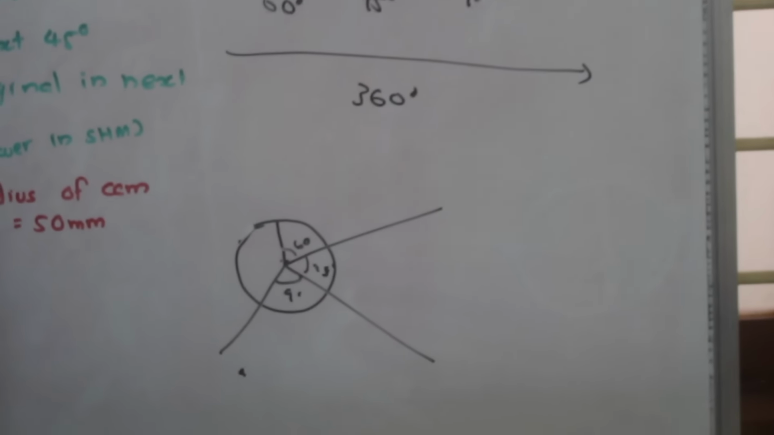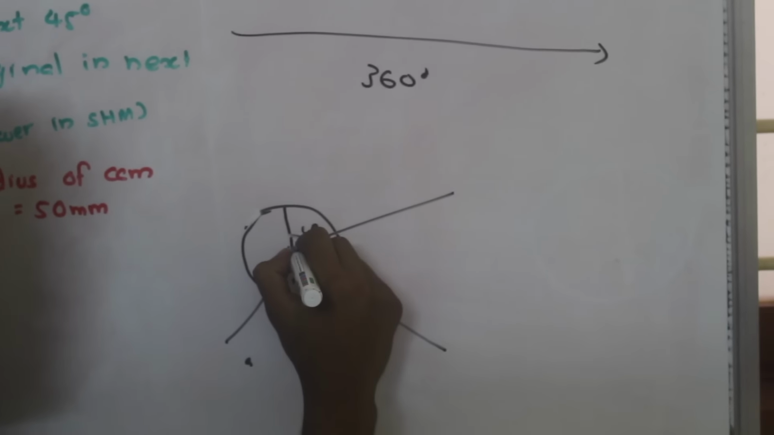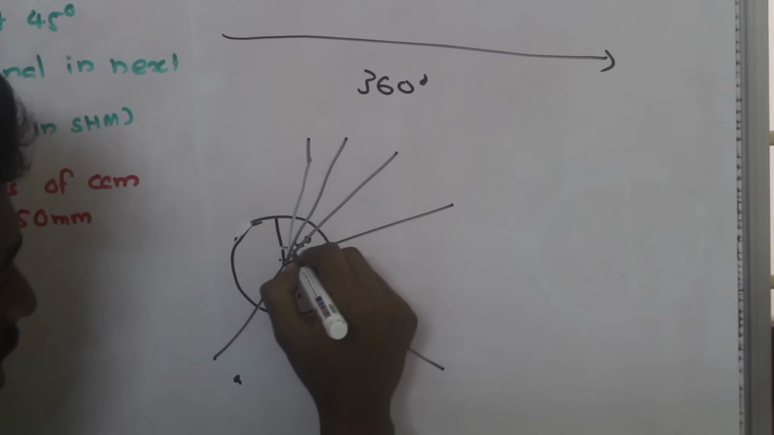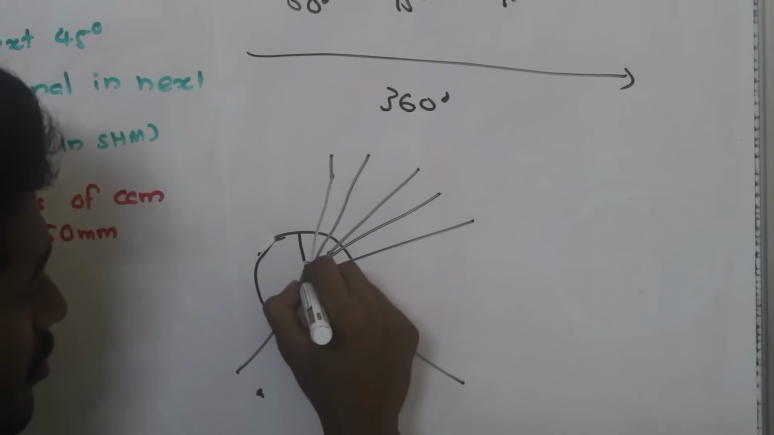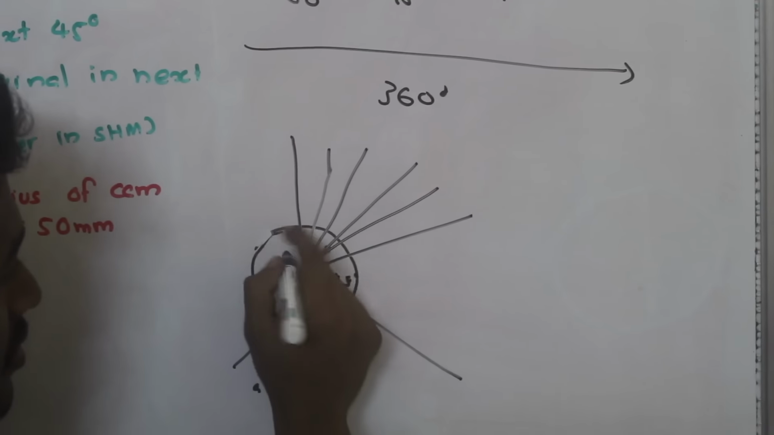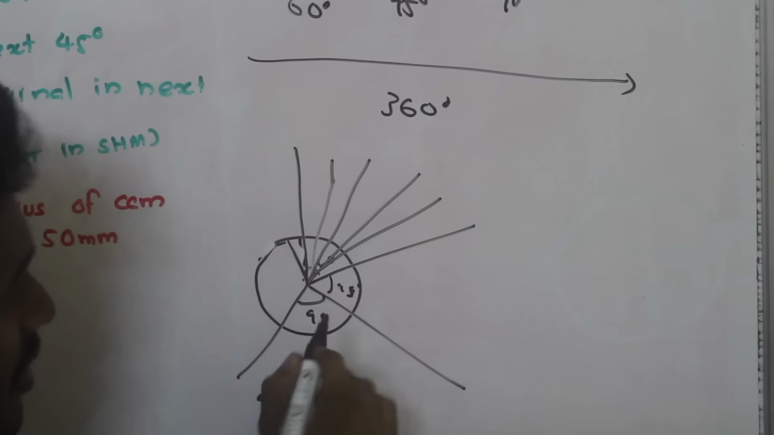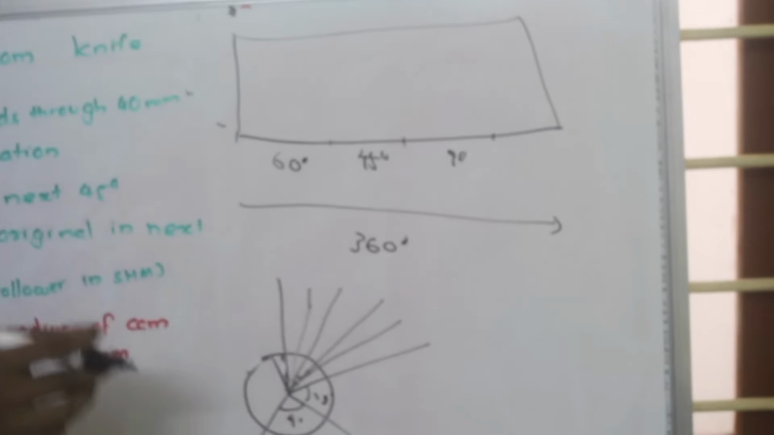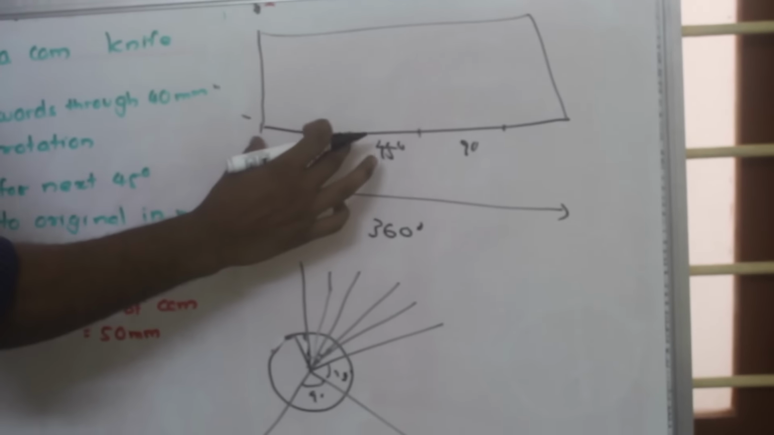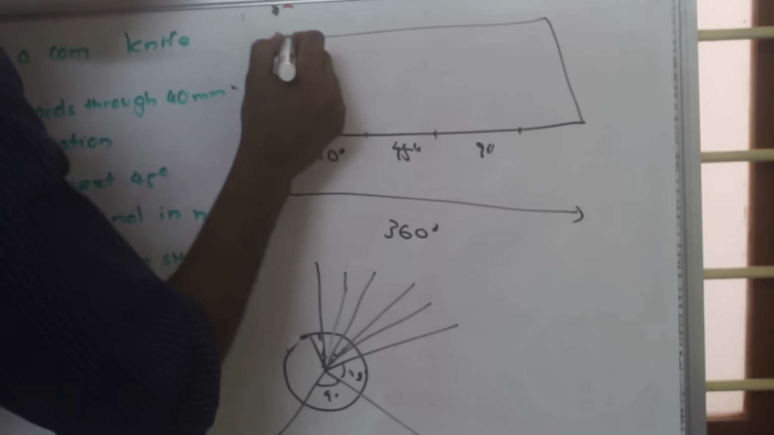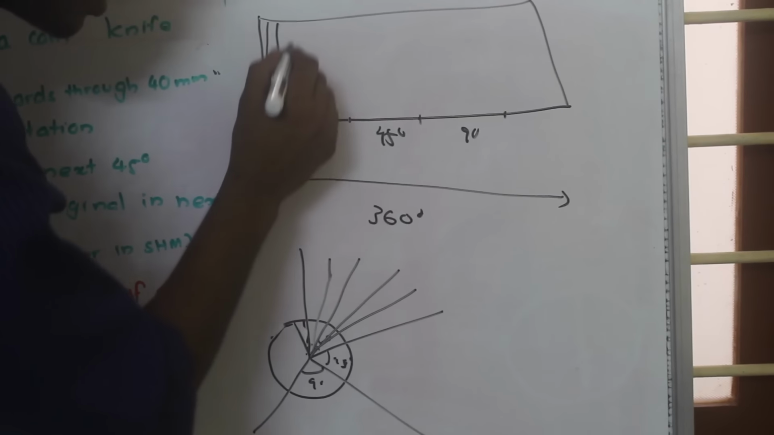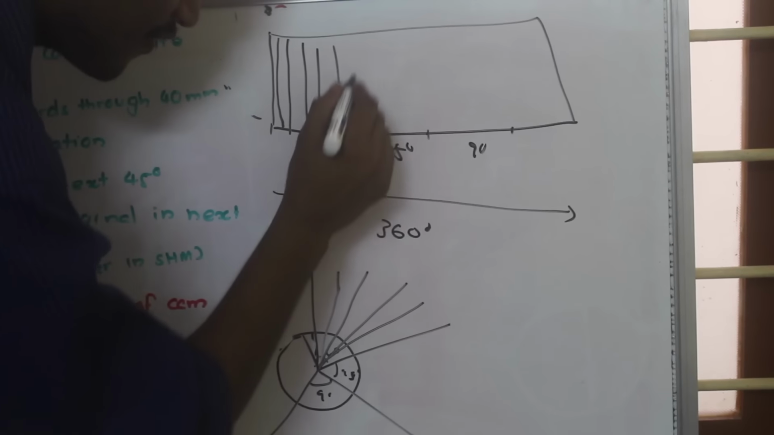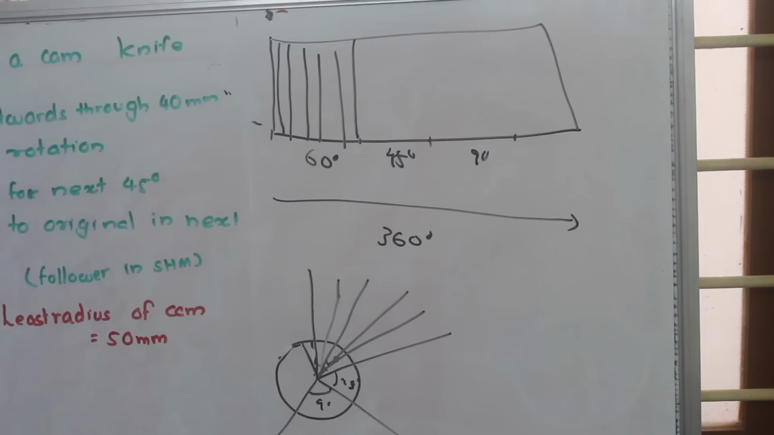Now suppose I am dividing this rise time into 6 parts. The rise time is being divided into 6 parts. Then what I have to do is, we already know this 60 degrees is the rise time. We have to divide this also into 6 equal parts: 1, 2, 3, 4, 5, 6.